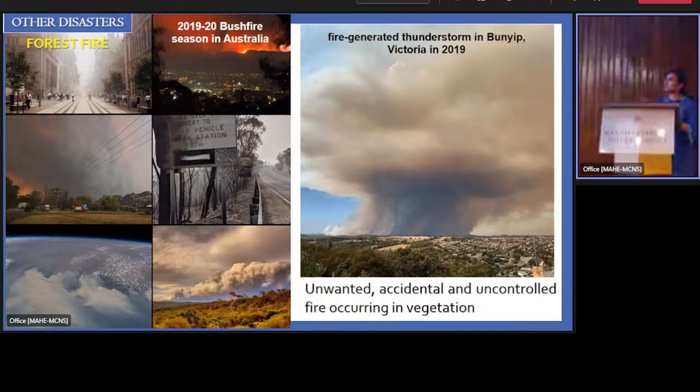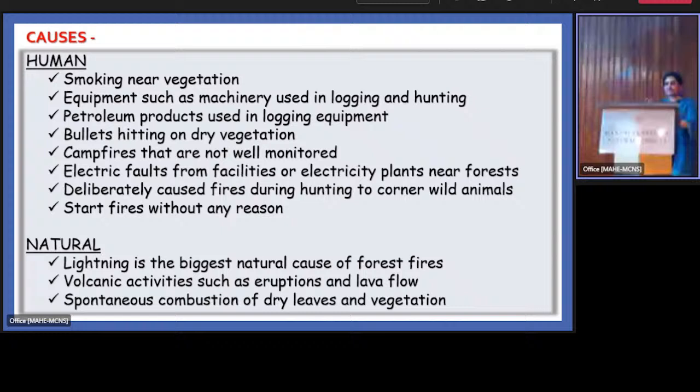Now, interestingly, the causes are more than the natural causes. Natural causes include lightning, volcanic activity, and spontaneous combustion from dryness. However, if you see the human causes, you'll be shocked because they sometimes start fires without any reason. They deliberately cause fire during hunting. They have campfires that are not properly monitored, bullets hitting dryness. So there are several human causes. But let me focus on the natural causes here.